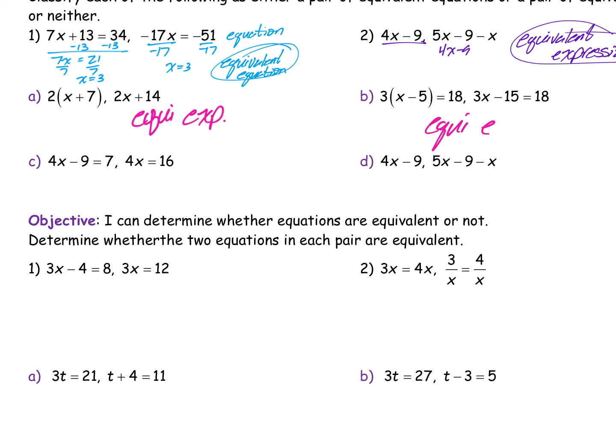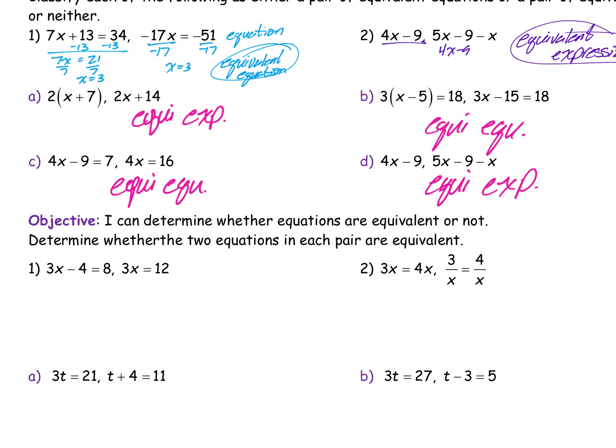Equivalent equation. Wow. And C is the next one? Equivalent equation. I thought I put one in here that wasn't, so that must have been D. And of course, we already know D is an equivalent expression because it's the same as 2. Yeah, never mind, sorry. Expression, no equal sign. Okay.